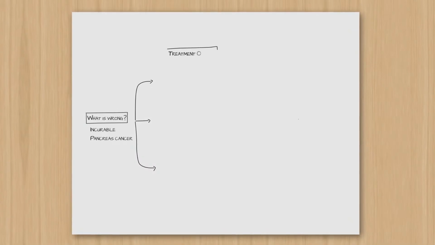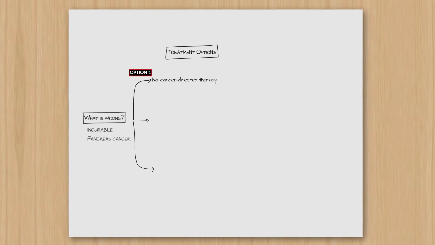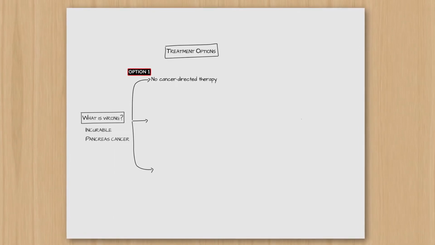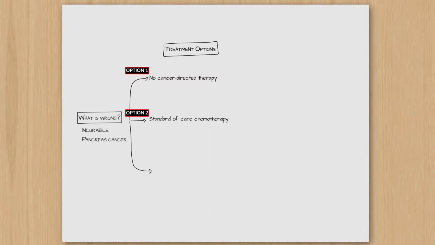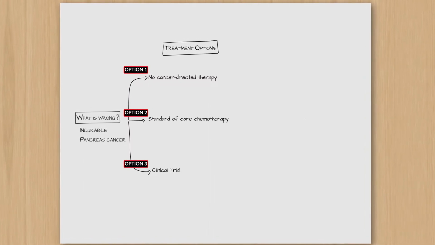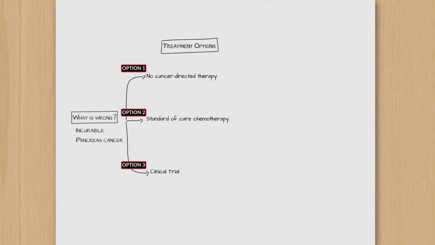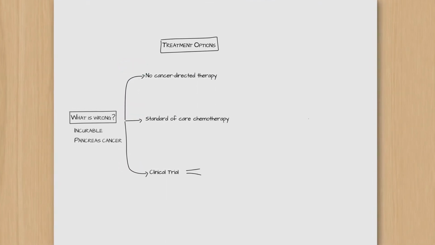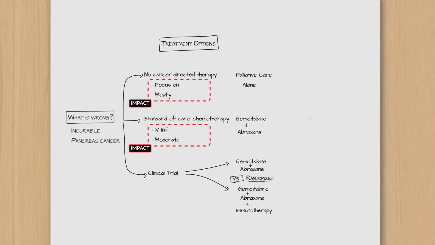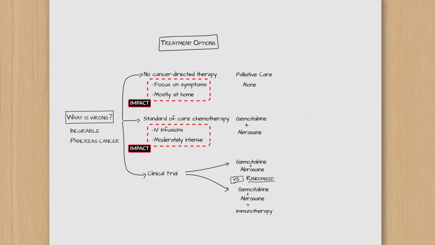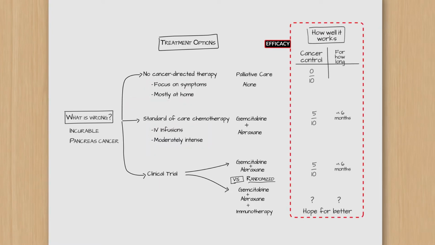The three options you ultimately have to discuss are no anti-cancer therapy, or best supportive care alone, standard of care cancer therapy, and a clinical trial. For each option, you will discuss the same information: what it's called, for example, a drug name, its impact on their life and toxicity, its efficacy relative to the other options.